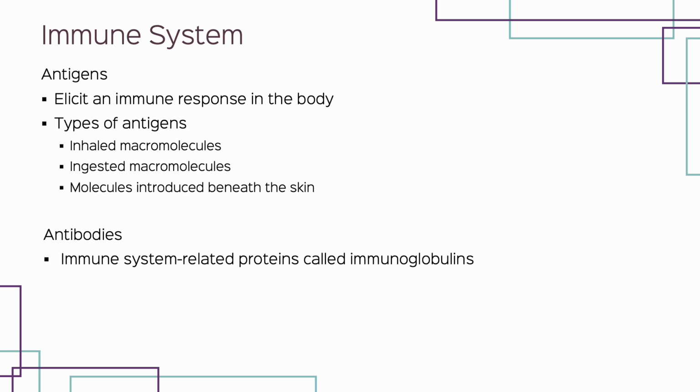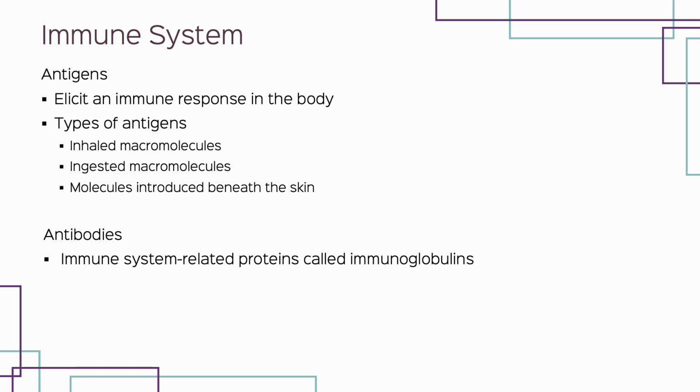Antigens will elicit an immune response in the body. Antigens that enter the body from the environment can include inhaled macromolecules, for example, proteins on cat hairs that can trigger an asthma attack. Then you have ingested macromolecules, such as shellfish proteins that trigger an allergic response or a peanut allergy. And then lastly, you'll just have molecules introduced beneath the skin, such as a splinter or an injected vaccine.